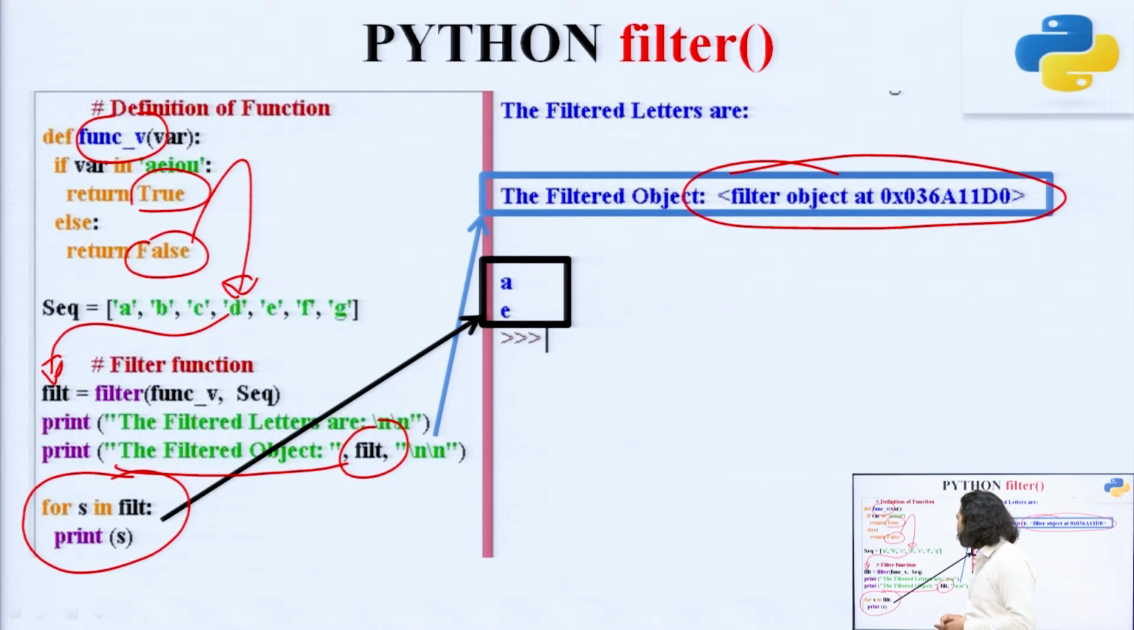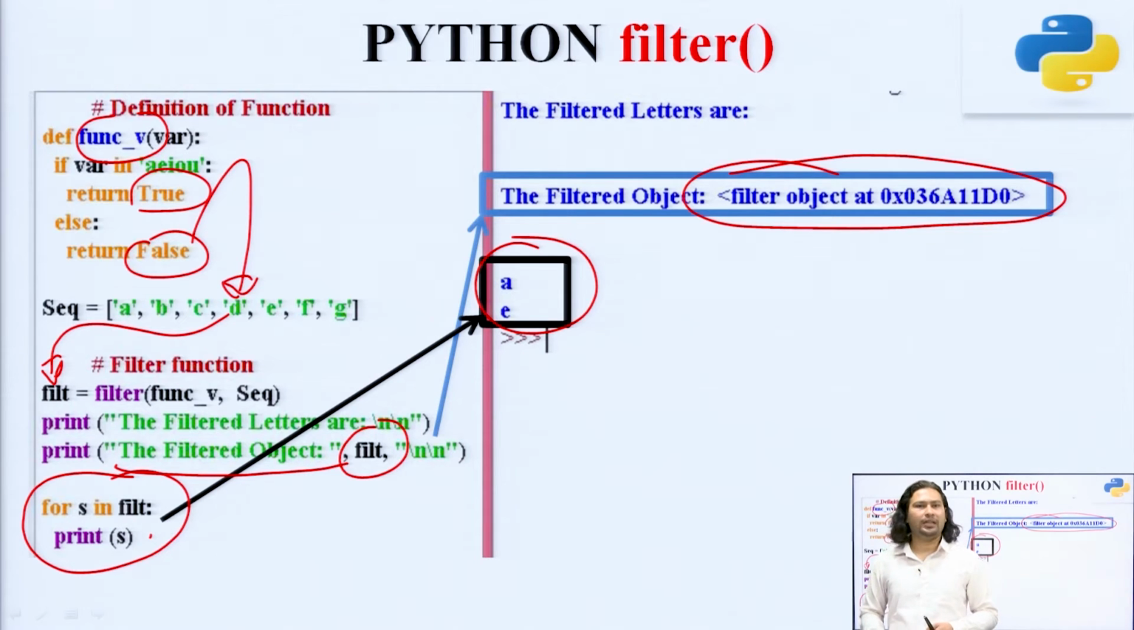So here two points are very important. The very first thing is that the filter function requires a function which always gives you true or false. The second point is that the filter object fetches the information, but you need some looping operation in order to receive the output from that object. So these two points are very important for the filter function.